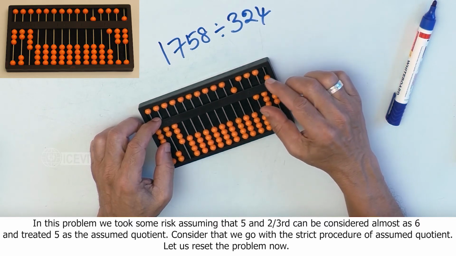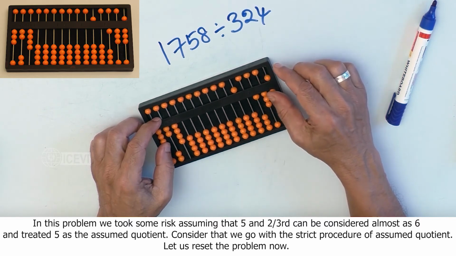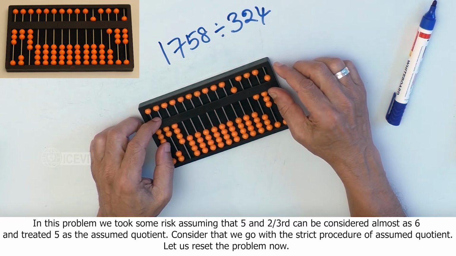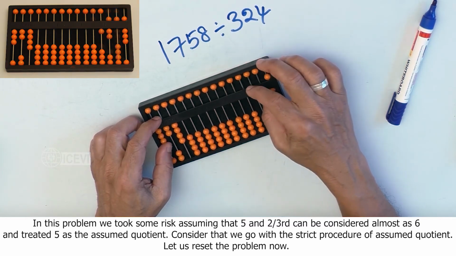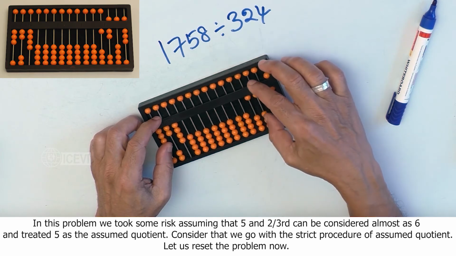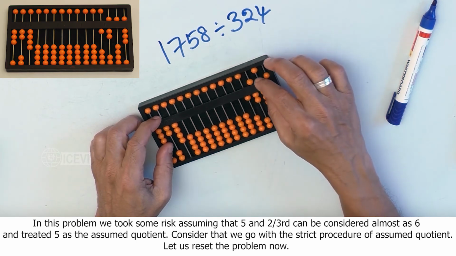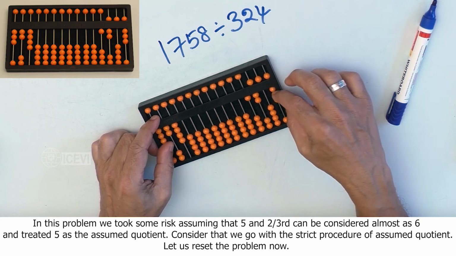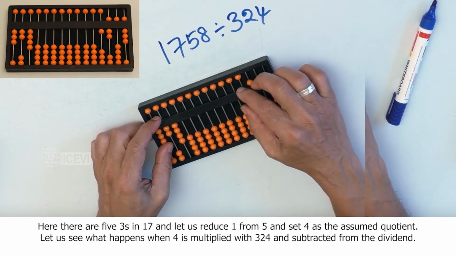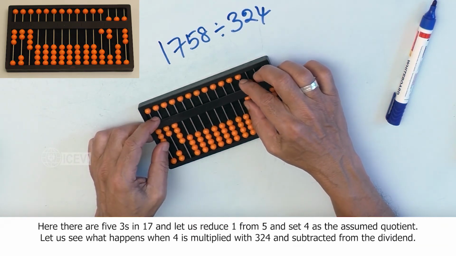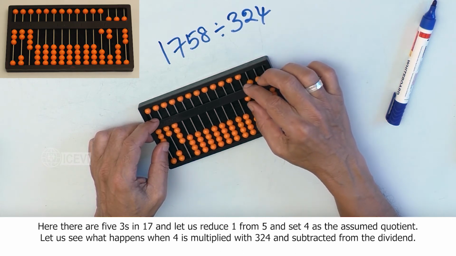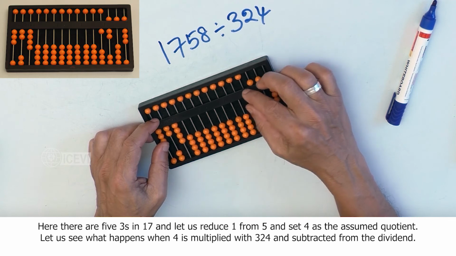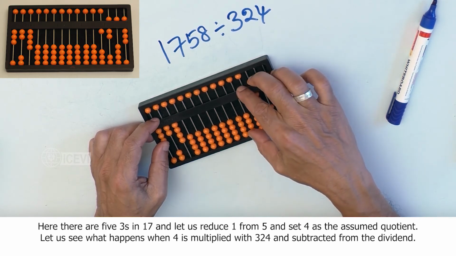Consider that we go with the strict procedure of assumed quotient. Let us reset the problem now and do it. 1, 7, 5 and 8. Here there are 5 3's in 17, and let us reduce 1 from 5 and set 4 as the assumed quotient.